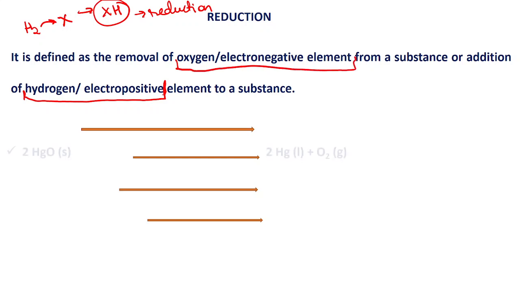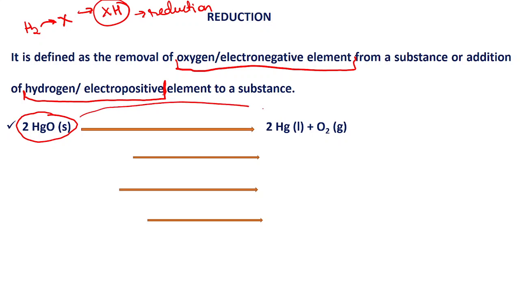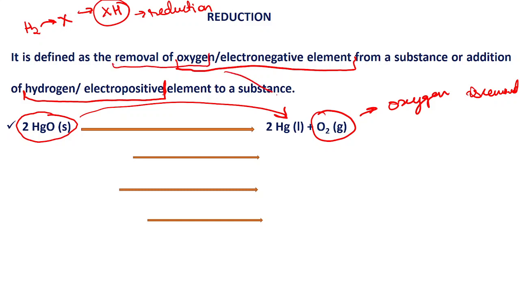This will be clear when we see this example. In this example, earlier we had mercuric oxide, and in the product phase, oxygen is removed. So, from the definition, removal of oxygen is happening here in the first reaction.